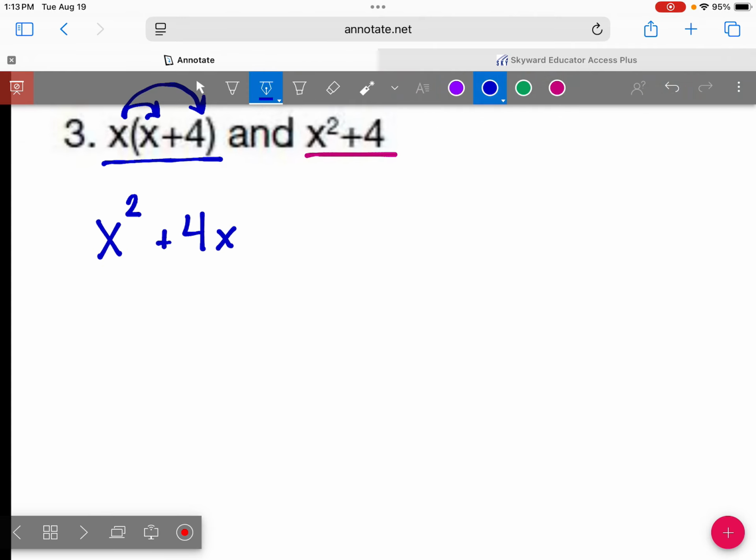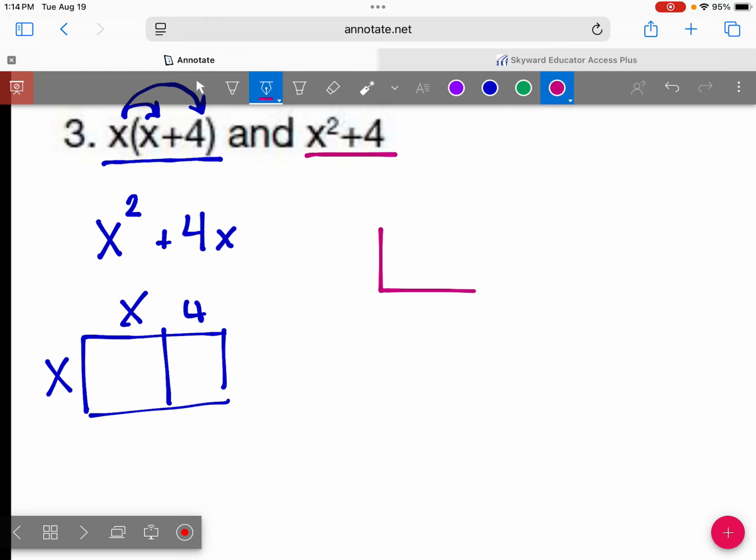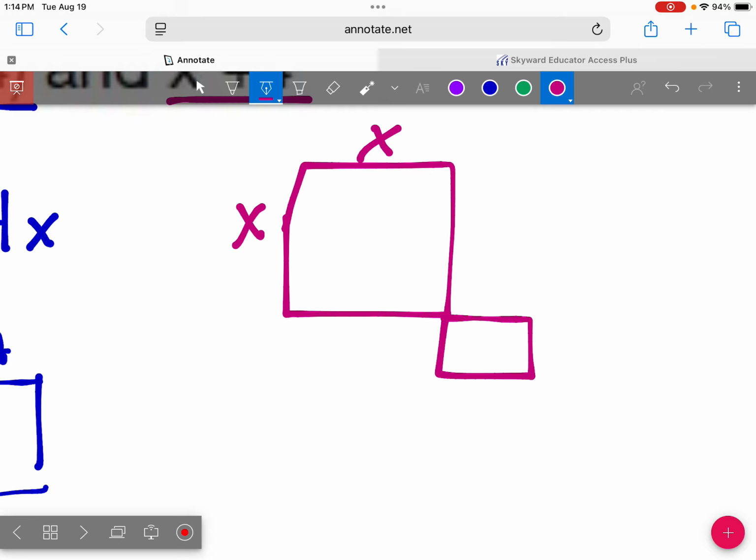If I was to draw this one in a box here, we'd have our x and our x plus 4, and it would look like this. X squared plus 4 are two entirely separate squares. This would be an x by an x. I could do this as 1 by 2 or 2 by 2, but they're not attached to each other. They're not exactly the same. I just have two things in addition to my x.